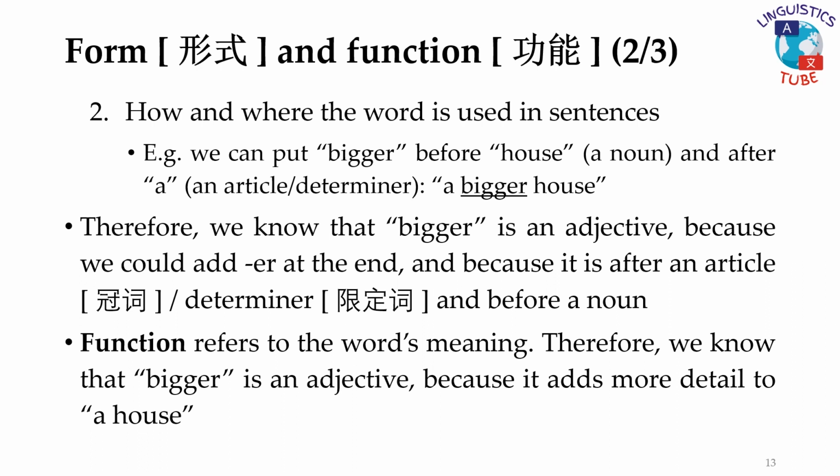This requires us to look at the bigger picture, which is how and where the word is used in the sentence. For example, if we want to identify the grammatical category of the word bigger, and we see it in the phrase a bigger house, we know that it is an adjective because adjectives are commonly positioned before nouns and commonly after articles. Articles are also called determiners. The article here is the word a, and the noun is house. So, in conclusion, after looking at the two aspects of the form of a word, we know that bigger is an adjective because it ends with a typical adjective ending, which means that big is also an adjective, and because it is after an article and before a noun.